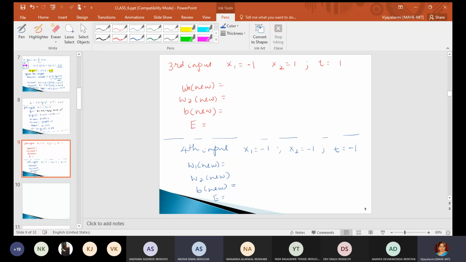Ma'am, Y in is 0.17. This one you are telling, right? Yes, ma'am. Third input. Third input. How much is this? Ma'am, for the third input, it is 0.08. What is W1 new, can you tell? W1 new is 0.161. Okay. W2 new? 0.172. I have got 0.178. Okay. B new? Ma'am, B new, I just have to calculate. Okay, calculate.